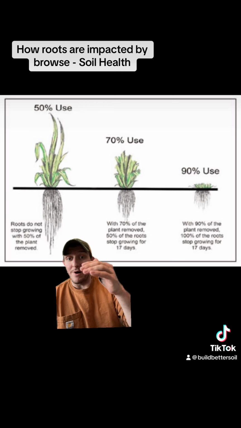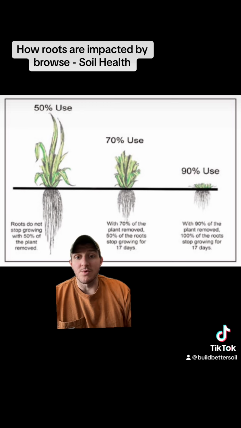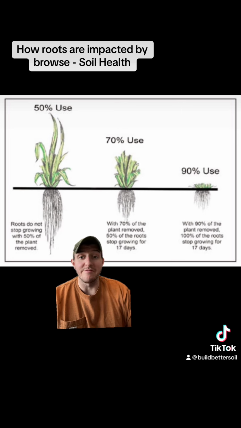Obviously, as the browse increases, as you see in this chart, it's pretty clear what happens, right? Your root mass is delayed. It says here with 70% of the plant removed, 50% of the roots stopped growing for 17 days, 90% of the plant removed, 100% of the root growth stopped for 17 days. I've seen that actually after 90%. And again, it's going to vary by species. Some plants won't be able to even come back from that.